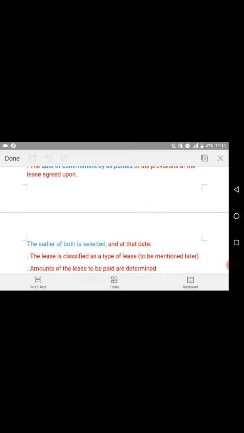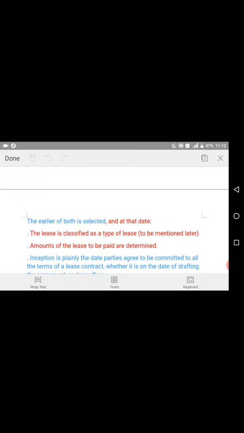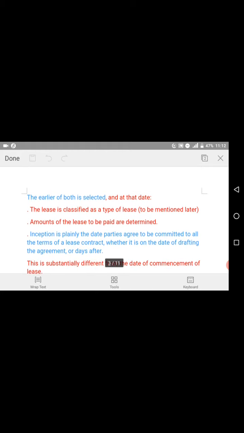So we'll continue. The earlier of both is selected, and at that date, the first thing you do, out of the two highlighted above, is the lease is classified as a type of lease. You would either pick the type of lease, which I would say later. There are two types of lease, but I would reveal it later. And the amount of the lease to be paid are determined. All costs and payments to be made are to be determined at that point.